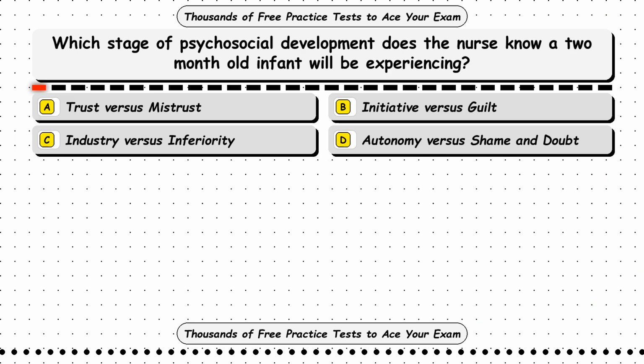Question 6. Which stage of psychosocial development does the nurse know a 2-month-old infant will be experiencing? Option A. Trust versus mistrust. Option B. Initiative versus guilt. Option C. Industry versus inferiority. Option D. Autonomy versus shame and doubt.